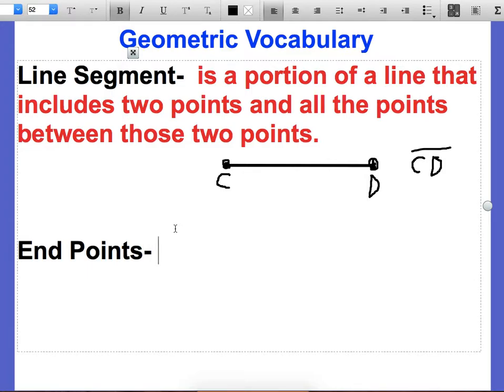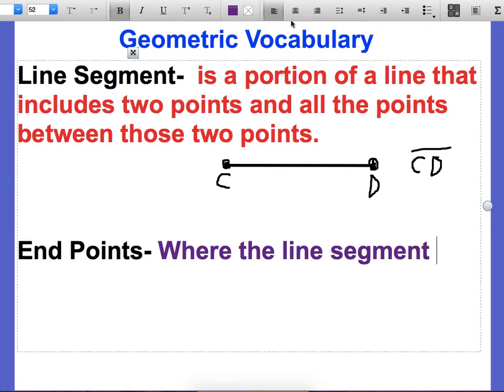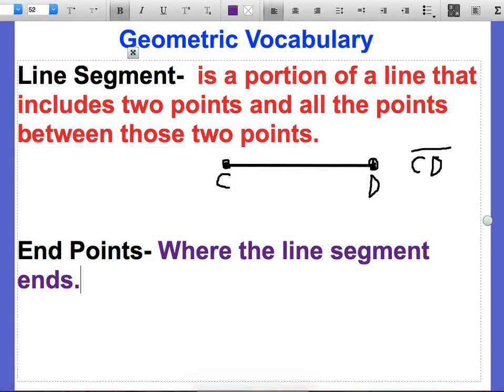All right, endpoints, you already see them on this line here. The endpoints on this line are C and D. Specifically, it's where the line segment ends. And we already showed those here. For this example, it's C and D.